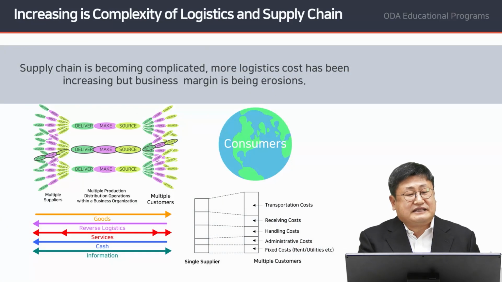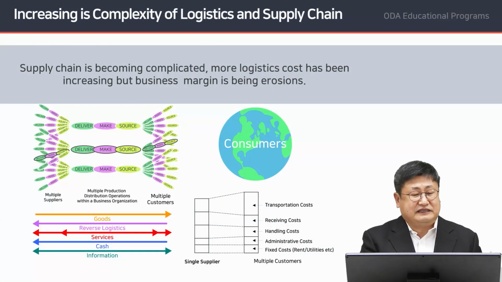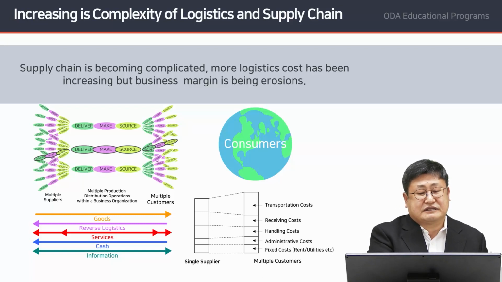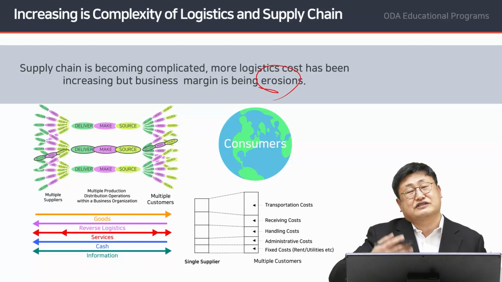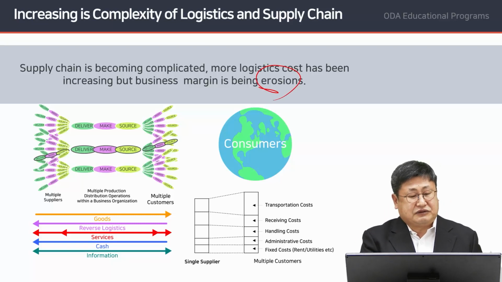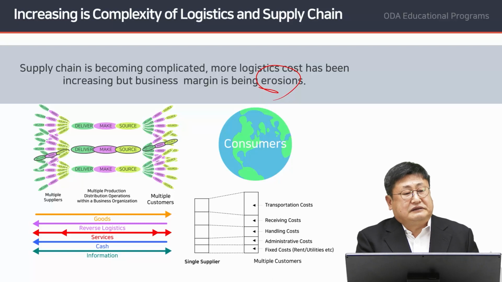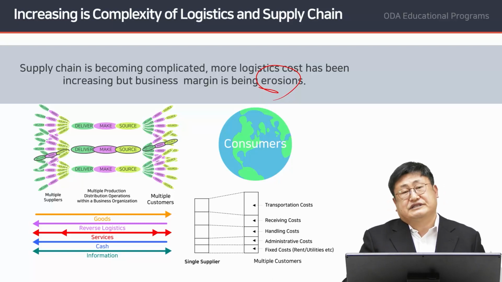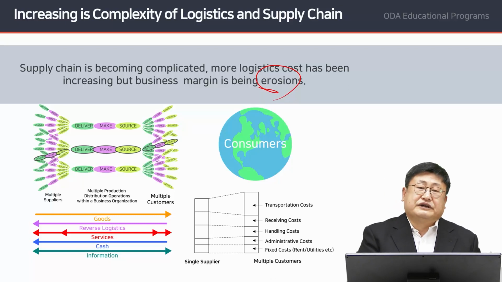Anyway, the supply chain is becoming complicated. Logistics costs have been increasing, but business margin has been eroding. The margin is getting smaller and smaller, right? And so anyway, the complex logistics and supply chain is increasing a lot these days because of COVID-19, so we can have lots of solutions to provide for that. Okay.